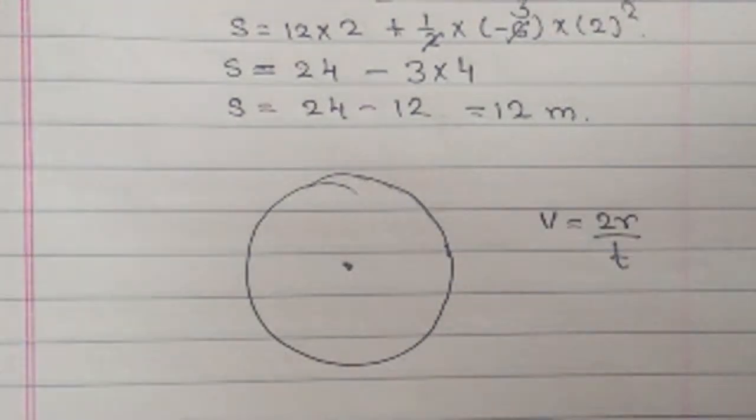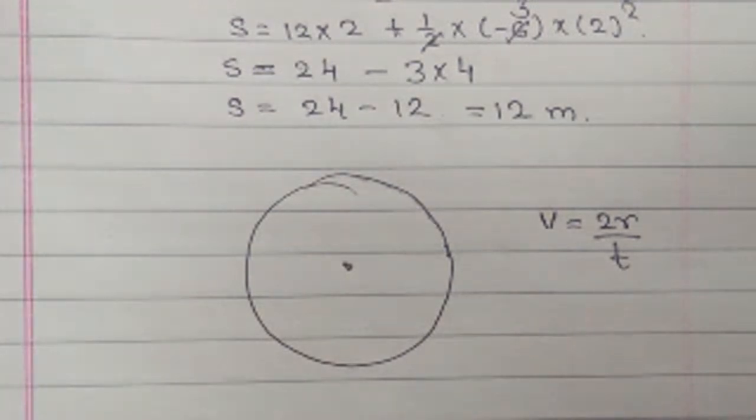So in this case, what happens? It covers equal distance in equal intervals of time. That is the secret. To find out the velocity in this case, we have the formula V equals 2πr divided by t. V equals 2πr, that is 2π times the radius, divided by time taken. Velocity equals 2π times the radius divided by the total time taken. That is, the distance traveled is 2π times the radius, divided by time taken.